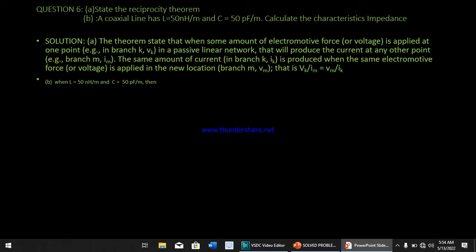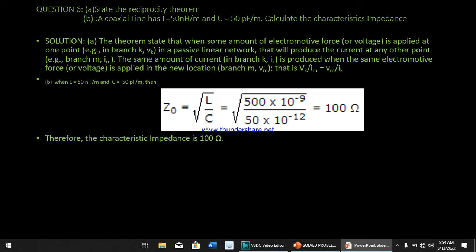Now, the B aspect, which has been solved before, already we know that the characteristic impedance is calculated to the square root of L over C, and by substituting the value, we have the characteristic impedance to be 100 ohm.